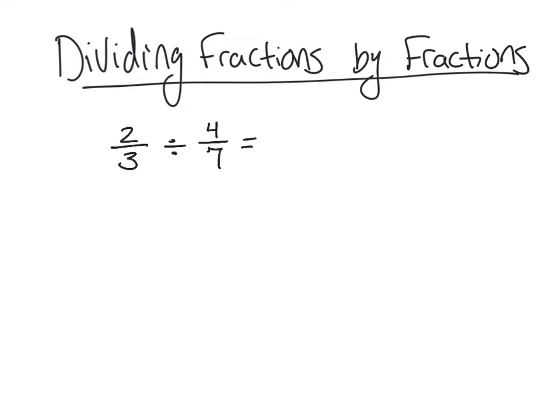okay, our first step in dividing whole numbers and fractions was to write them both as fractions. These are already both written as fractions. So the only thing we have to do is multiply by the reciprocal of the divisor. Okay, so I keep the 2/3 the same because that's my dividend. 4/7 is my divisor.